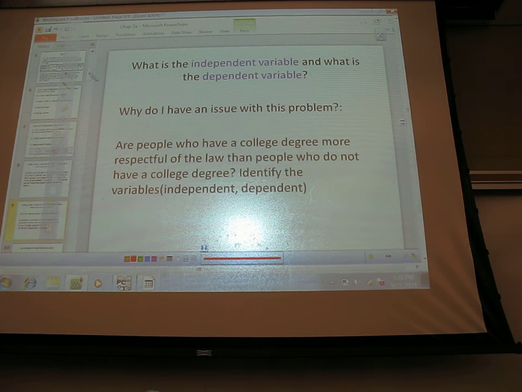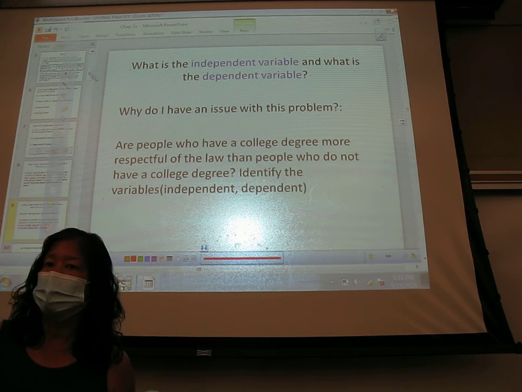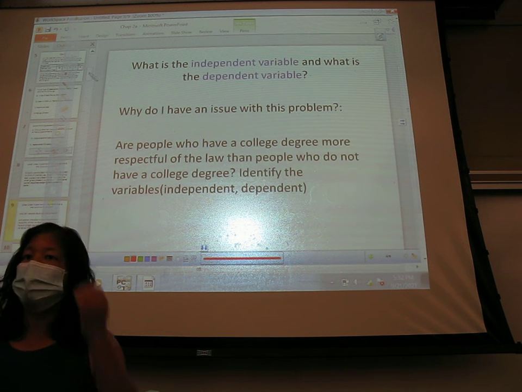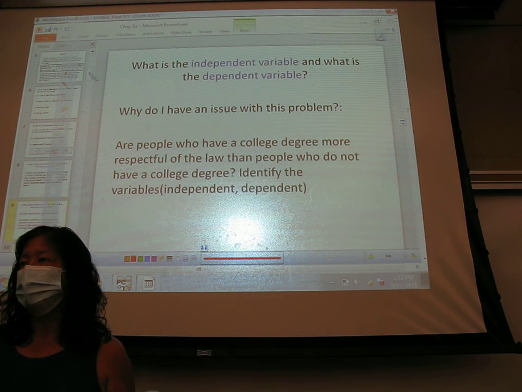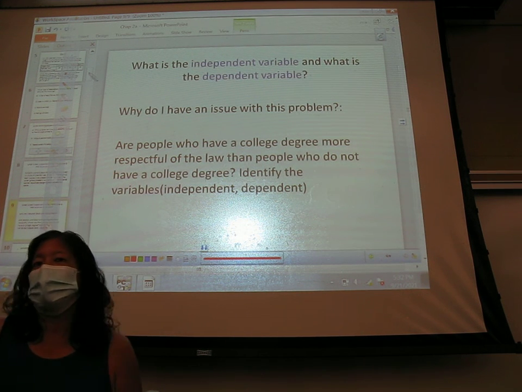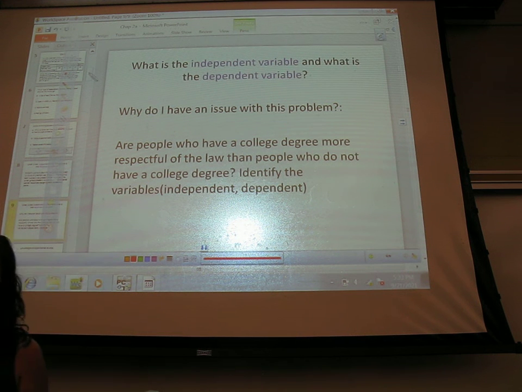But see, the thing is, like someone said earlier, if it's not an experiment, there could be a confounding variable. Right. There could be something that causes someone to get a college degree that would also cause someone to be respectful of the law. You don't know which one, and it could also be that the more respectful of the law you are, the more likely you are to get a college degree because you're not in prison. I don't know, whatever, right? You don't know which one causes which. It would just be a correlation. Yeah, exactly.